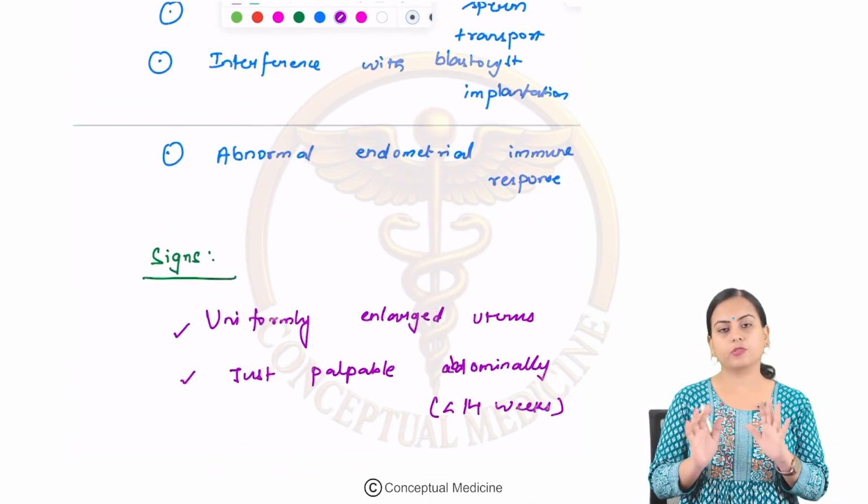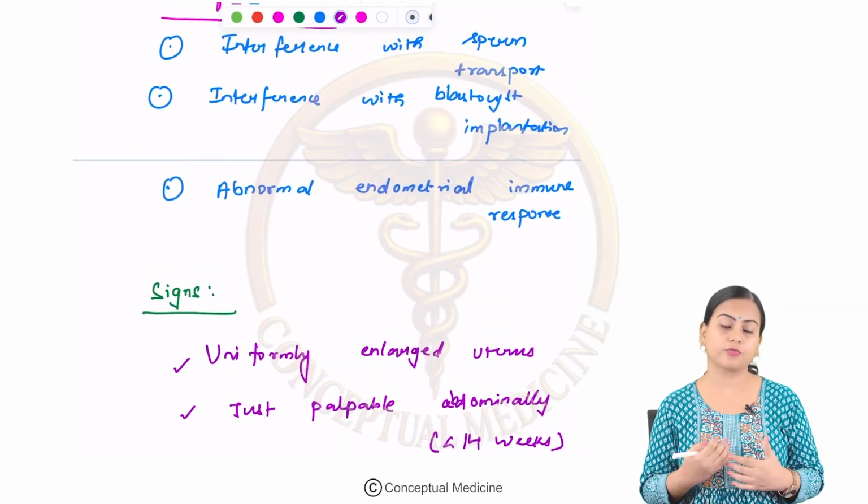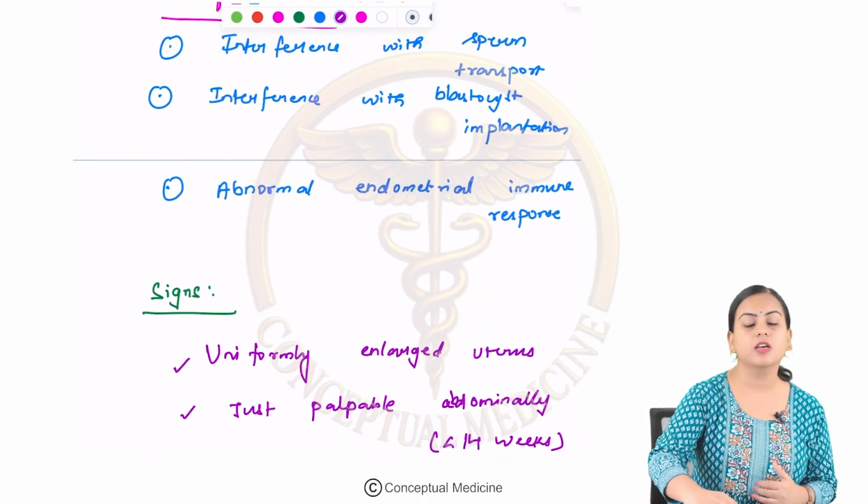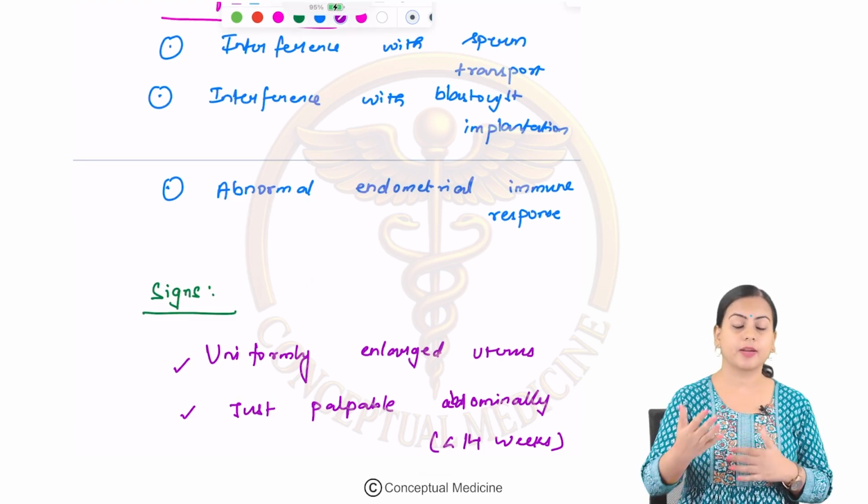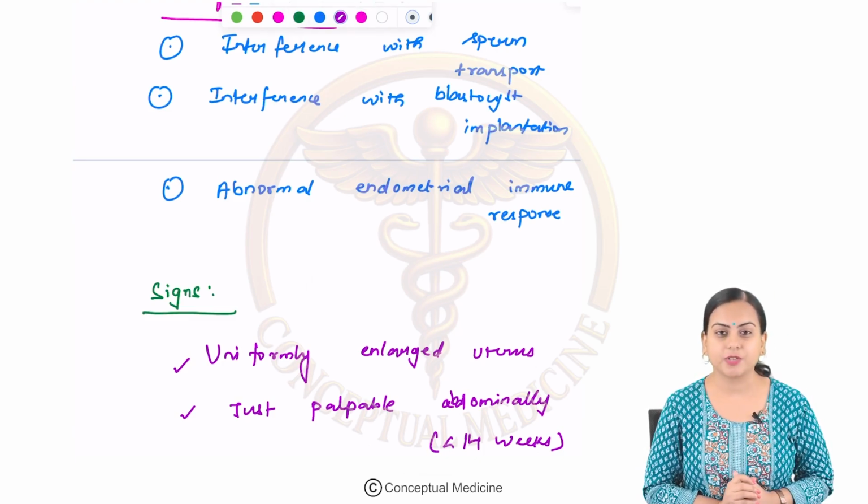So, we are done with adenomyosis. I hope now you would have known what is adenomyosis, what are the causes, how it should be diagnosed, how it should be medically managed, symptomatic management as well as the surgical management, right?